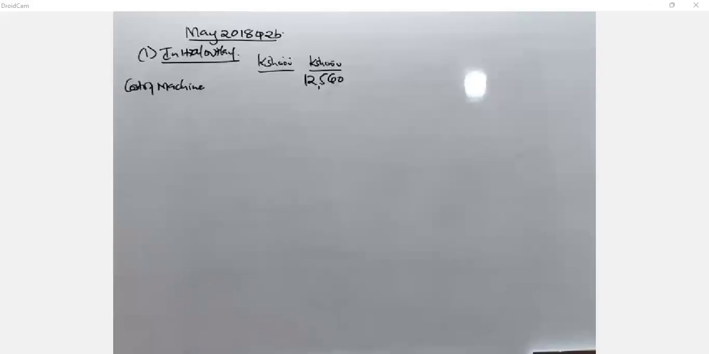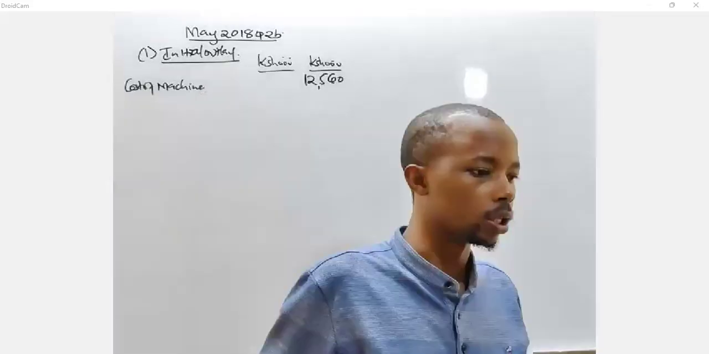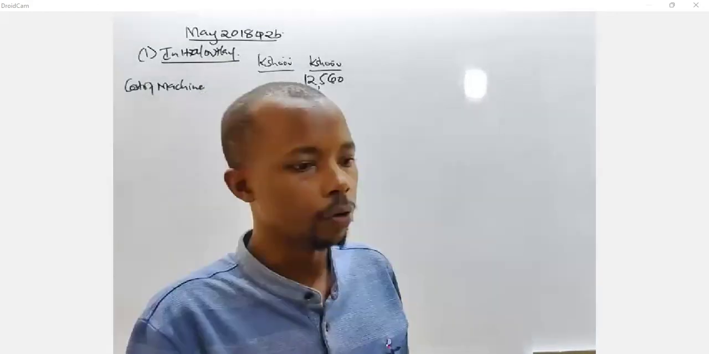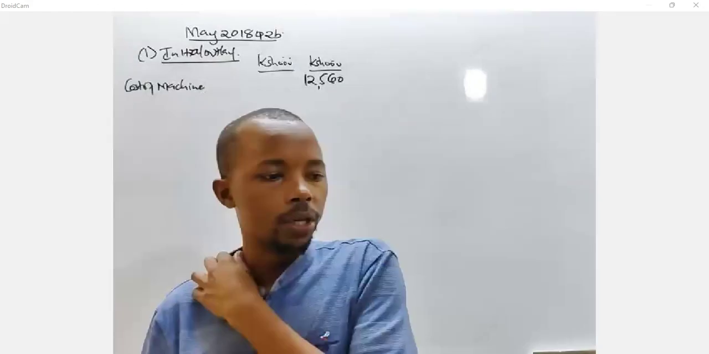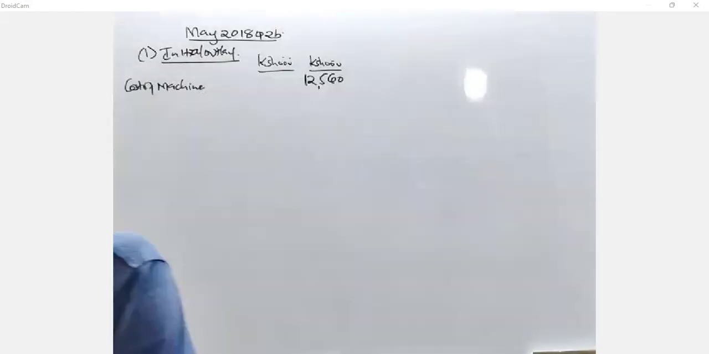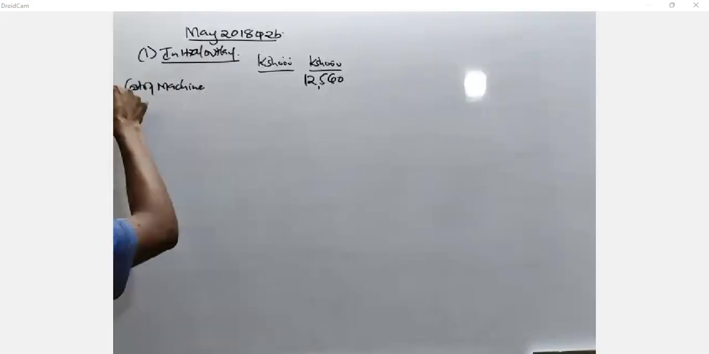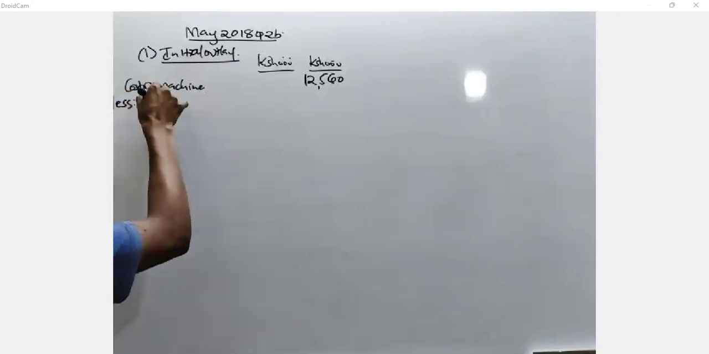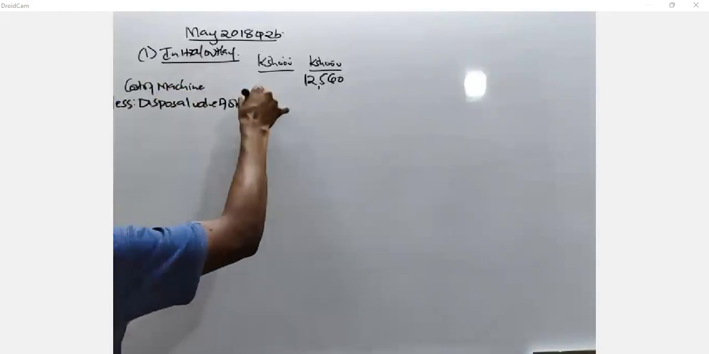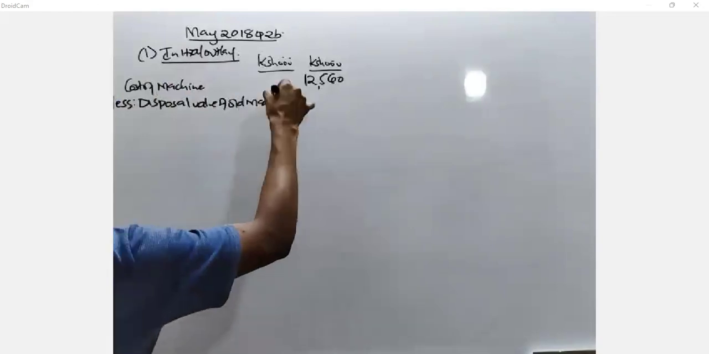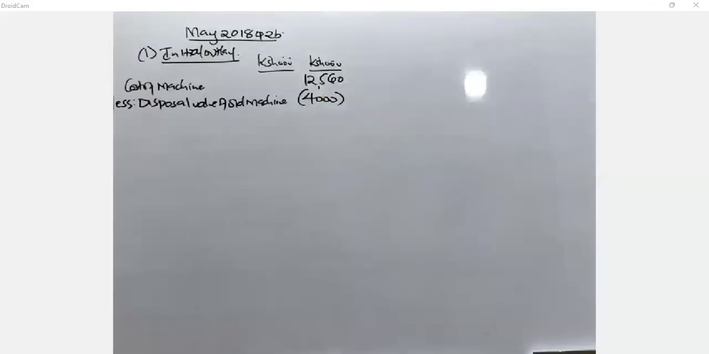So we have been told that critical analysis of the machine now shows that the machine is usable for the next 5 years with a salvage value of 1.5 million. So the existing machine can be disposed of now at 4 million. So let us list here the disposal value of the old machine. The disposal value of the old machine is 4,000.